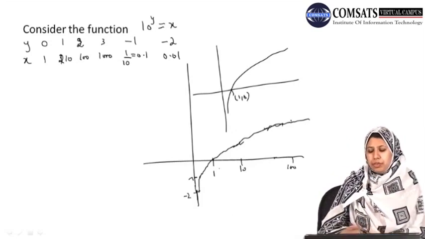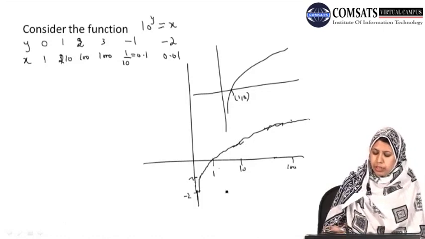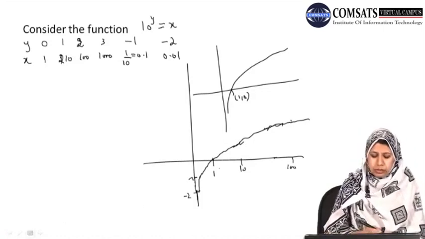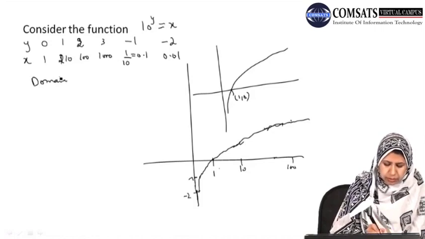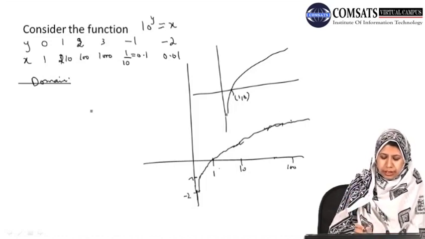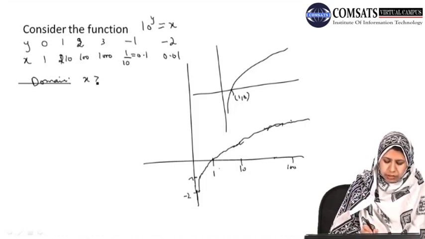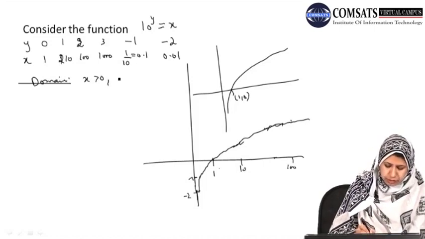And what do we observe from this graph of a log function? What can we say about the domain now? No matter whatever values we take, only positive x is allowed. So the domain is the set of all positive reals.